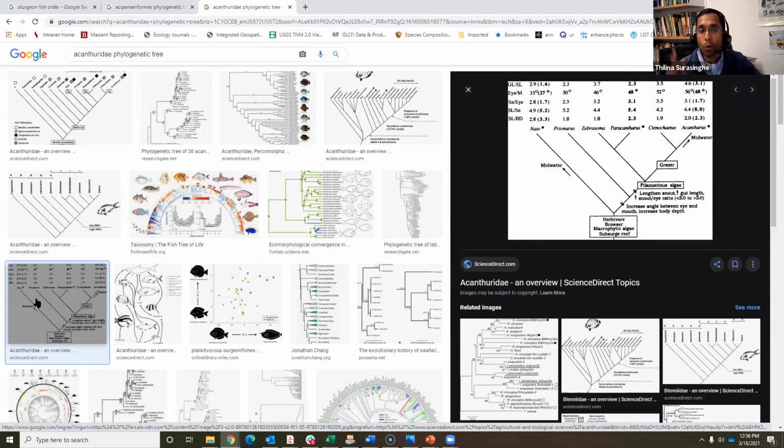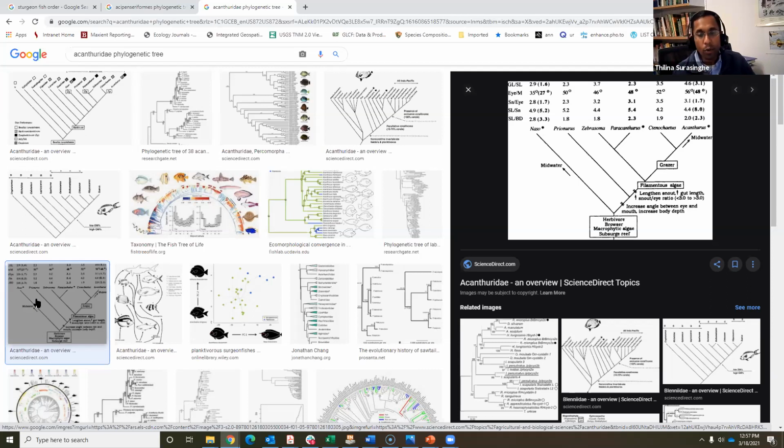And remember how you read a phylogenetic tree. It is not the branch depth, it's the branch length. Which family has the closest branch length to the family you are studying? That is closely related, and then go by the next closely related one. So that's how you do that.